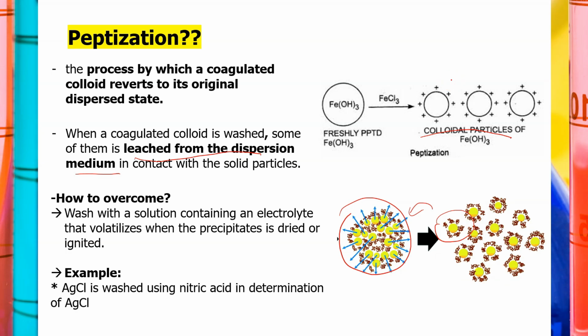The peptization process can be avoided by washing the product with a solution containing an electrolyte that volatilizes when the precipitate is dried or ignited. For example, silver chloride is washed using nitric acid in the determination of silver chloride precipitate. It will prevent the silver chloride from dispersing and reprecipitating into the solution.